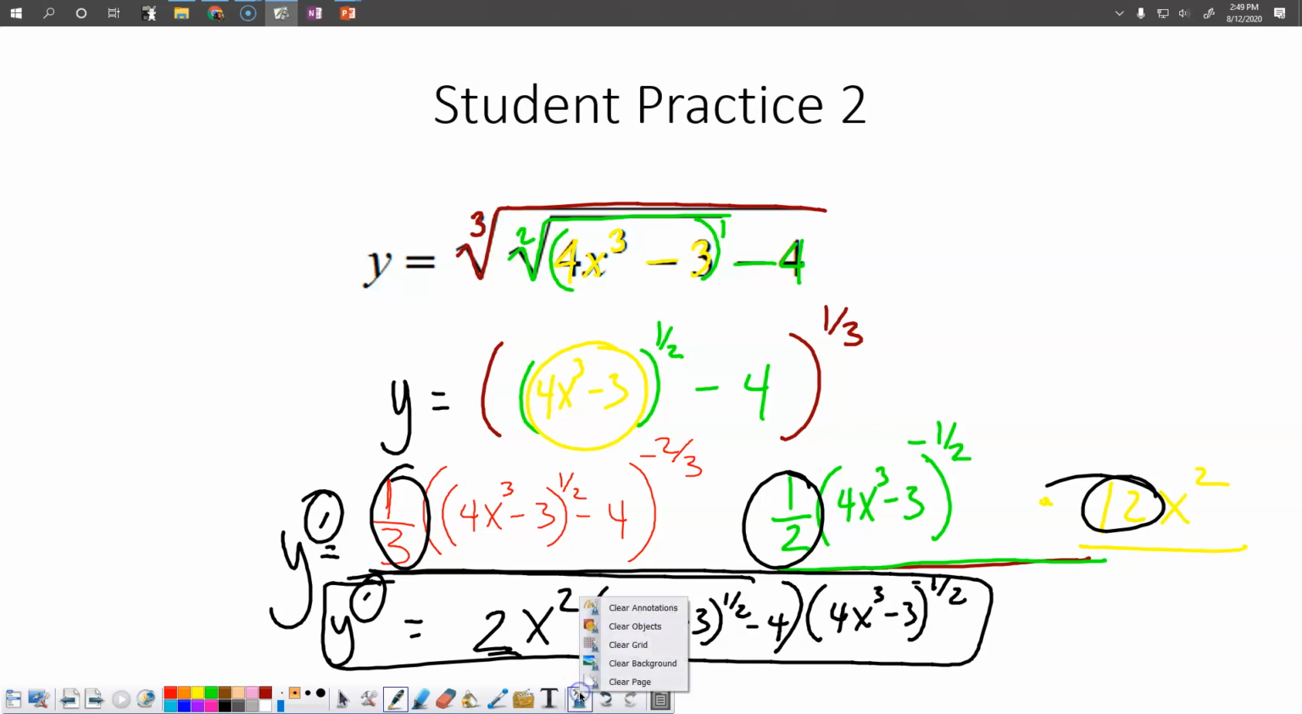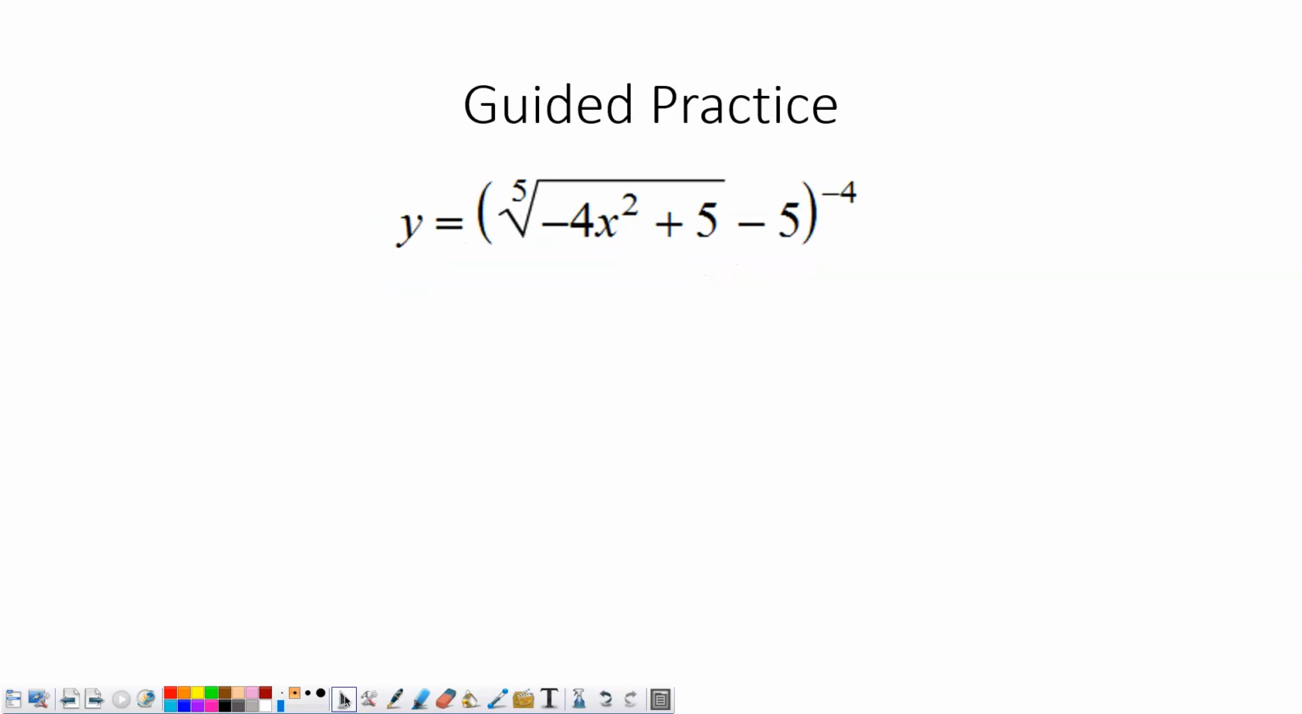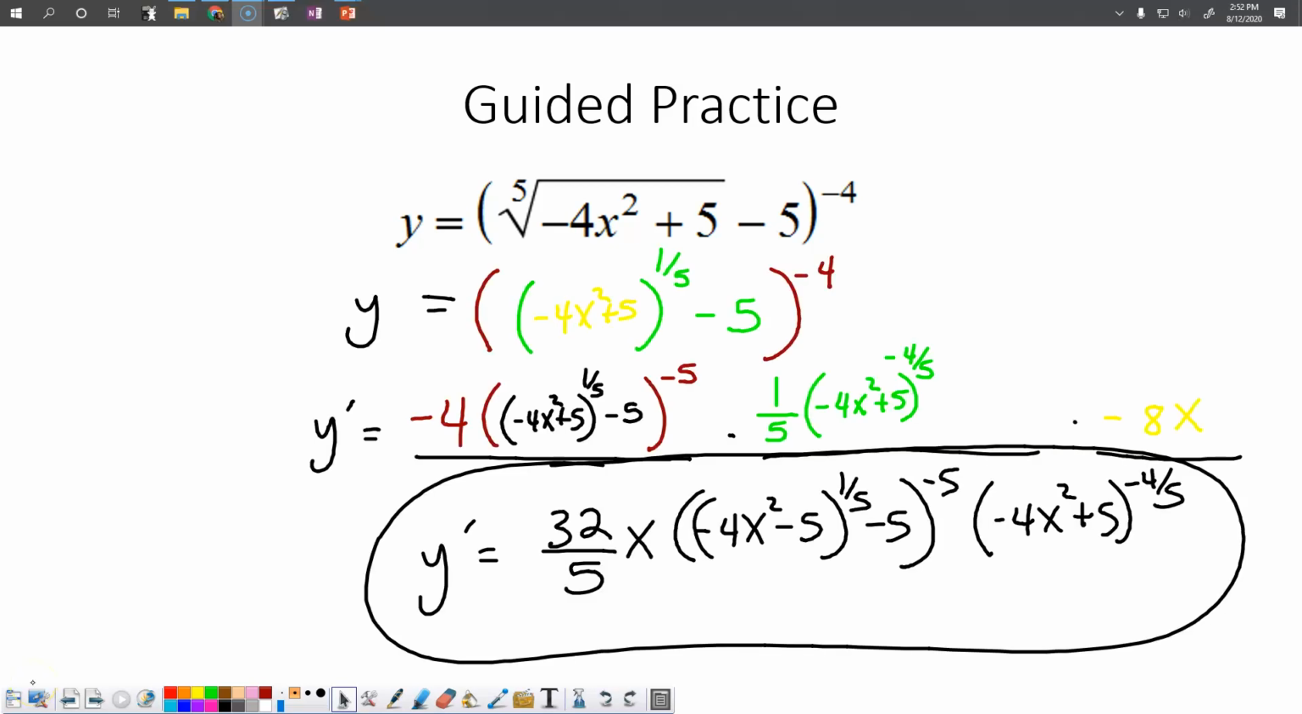So I thought I was on the guided practice. I think the slides changed on me, so I went ahead and ended up doing the student practice instead, but it doesn't matter. The guided practice is pretty similar. So why don't you guys go ahead and pause the video and try to do this whole problem here on your own from beginning to end. When you unpause it, you'll see the solution. Okay, there's my solution.